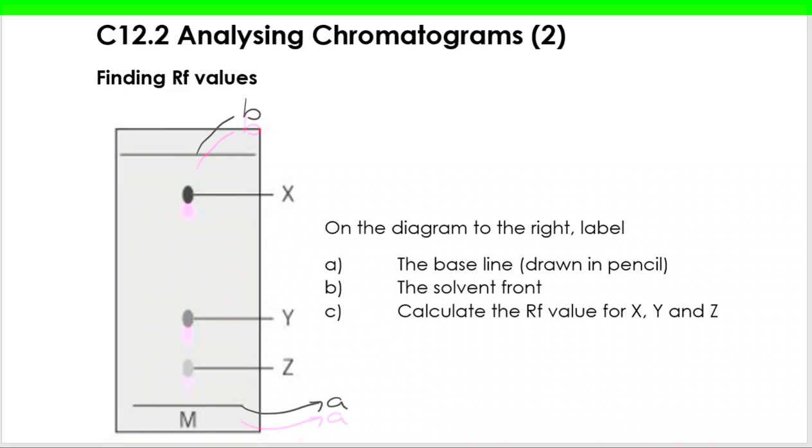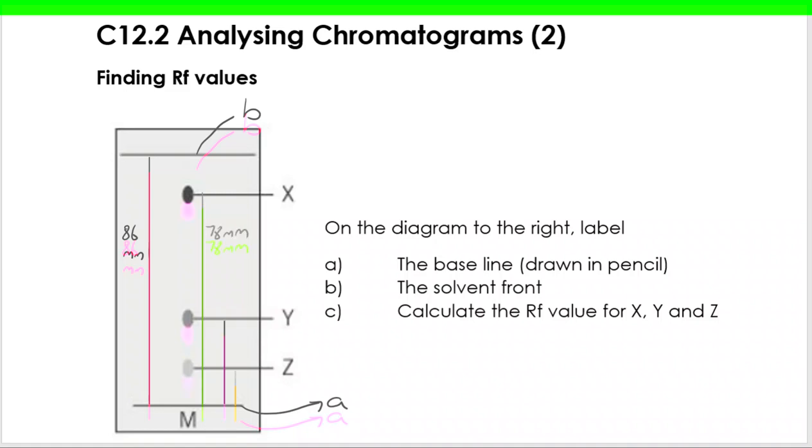And finally, we're going to look at how we can calculate the RF value for X, Y and Z. Well, to do that, you need a ruler and you need to take measurements. So from the baseline to the solvent front, we have got 86 millimetres on this particular paper.